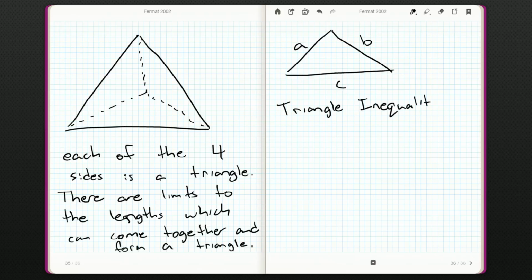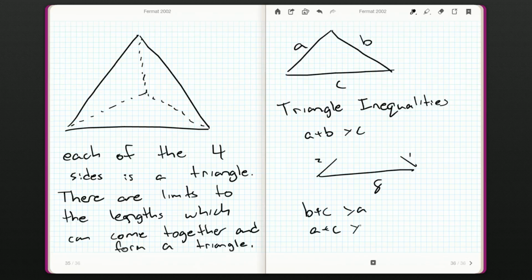It's actually a series of inequalities when it comes to triangles, but basically, A plus B has got to be greater than C. Think about it. If we were talking about 8 here, and we had a 2 here and a 1 here, there's no way the 2 and the 1 can meet to form a triangle. We're stuck. In the same vein, B plus C is going to have to be greater than A, and A plus C is going to have to be greater than B. So these three together form the conditions that we must put on a triangle.